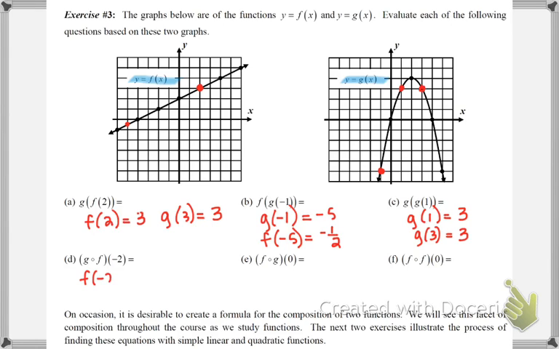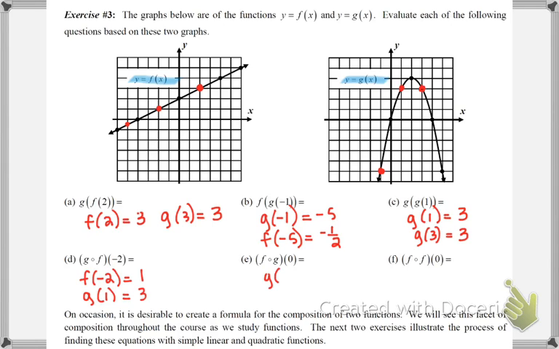Okay, f of negative 2. Again, look at your graph. That's our point there. When x is equal to negative 2, y is equal to positive 1. So f of negative 2 is equal to positive 1. And now let's go to g of 1. We've already determined that to be equal to 3.